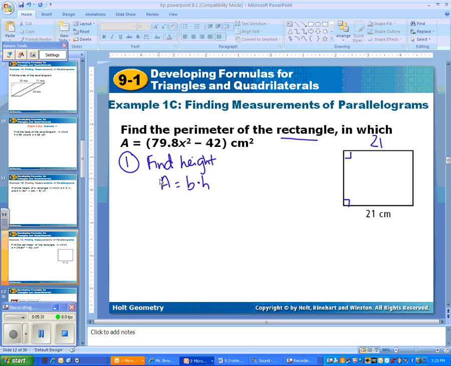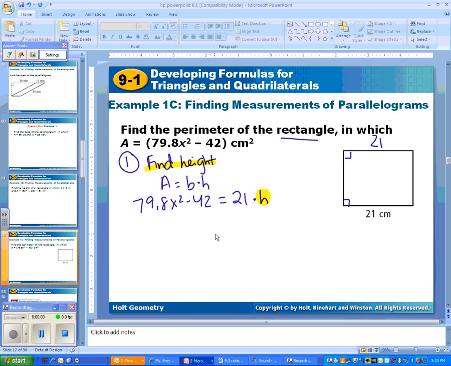We're going to plug in what we know, so this time the area is 79.8x squared minus 42. That's totally okay that we have an x in here. It just means we're going to have an expression as an answer, not a complete numbered answer. Base we said was 21, and we have no idea what the height is. Sometimes this looks really confusing to people because we have an x squared and we have an h. But remember, our purpose is to find the height. So this is what we're solving for.